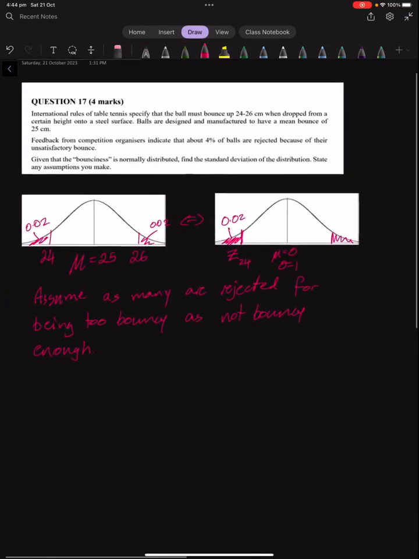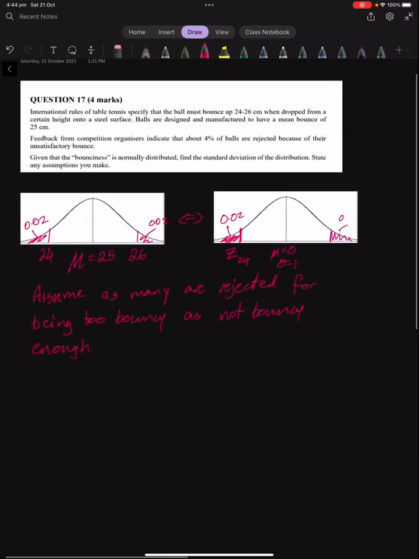There we go. And we want 2%. We want to find the z-score that corresponds to a 26 centimetre bounce. And that way we'll be able to go ahead and find our answers. So you go to your calculator and you do inverse norm. Oh, sorry, we can do... Yep, inverse norm.